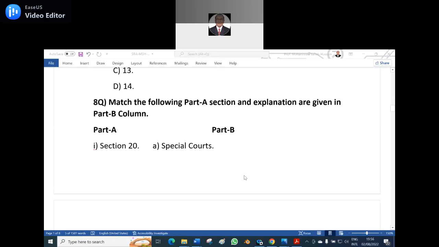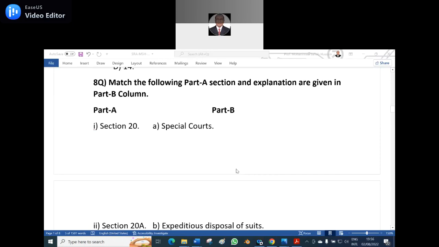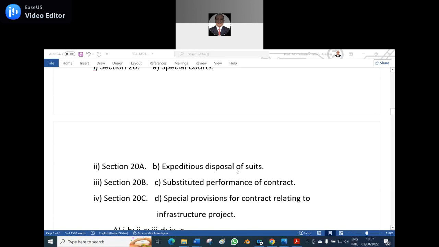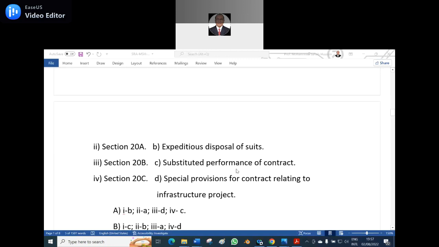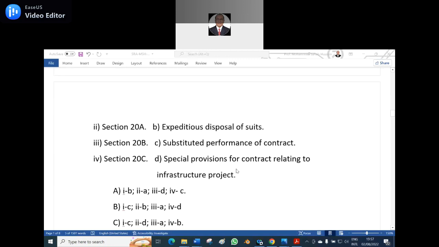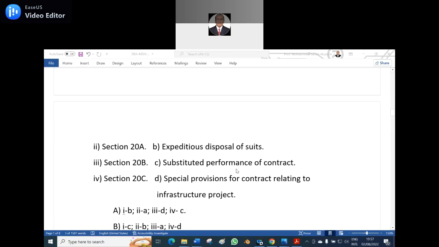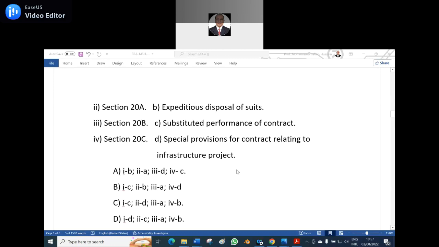Now eighth, match the following. Part A sections and explanations are given in the part B column. Part A: section 20, section 20A, section 20B, section 20C. Part B: special courts, expeditious disposal of suits, substituted performance of contract, infrastructure relating to the infrastructure project. Options: A 1B 2A 3D 4C, B 1C 2B 3A 4D, C 1C 2D 3A 4B, D 1D 2C 3A 4B. Which one is the right answer? Option B. Wrong.